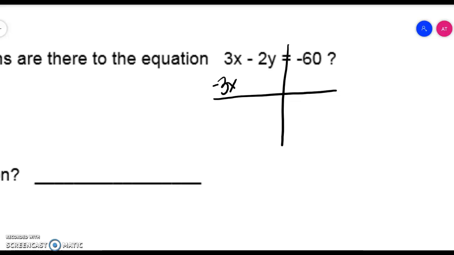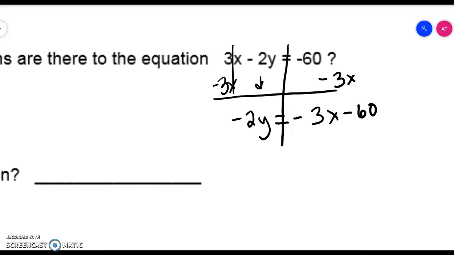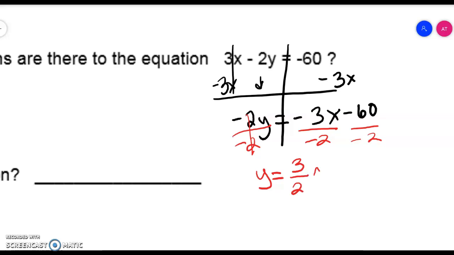So I need to subtract 3x from both sides because I need to get this negative 2y by itself. Since I can't combine the 3x and the 60, I'm just going to put them right next to each other. Now, is y alone? Nope. I need to get rid of this negative 2 everywhere. You have to divide negative 2 by everything. So now I'm left with, what's a negative divided by a negative? A positive. I can't have 3 go into 2, so I'm going to leave it as 3 over 2x. Negative divided by a negative is a positive, so 60 divided by 2 is 30.